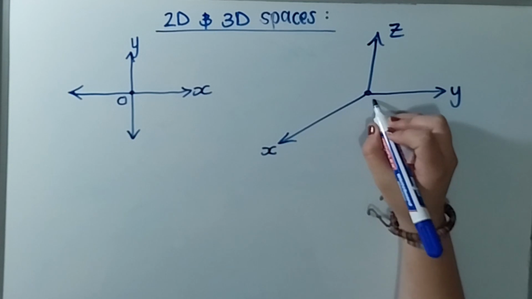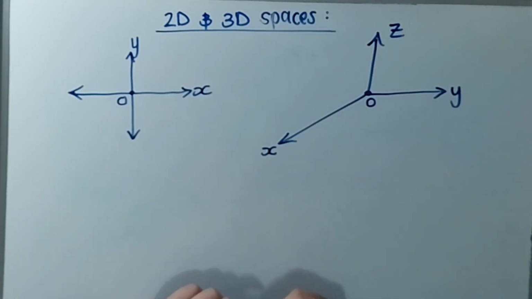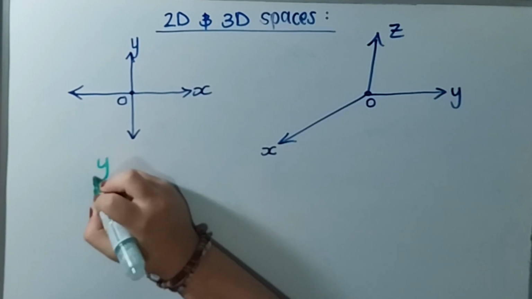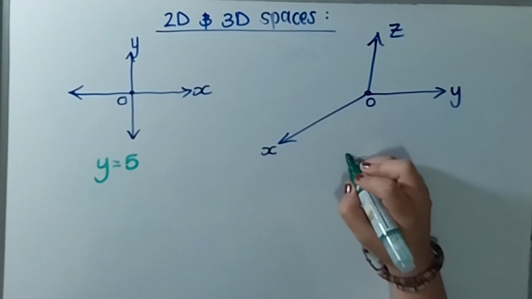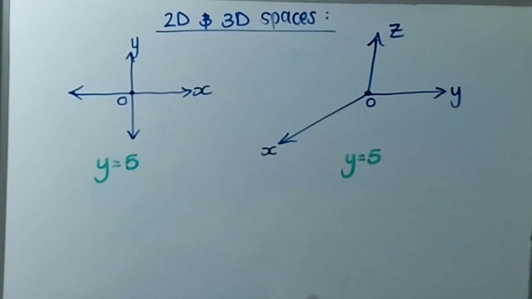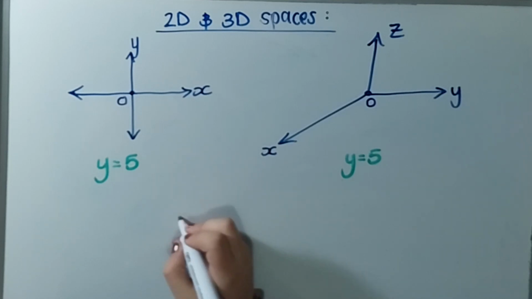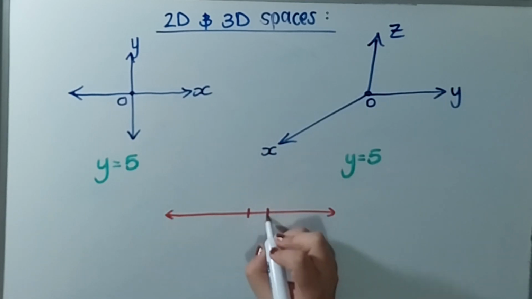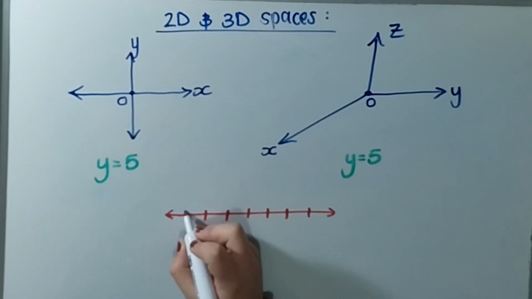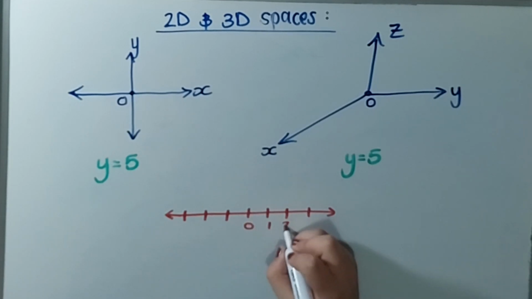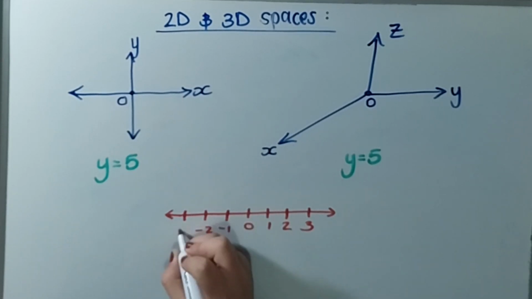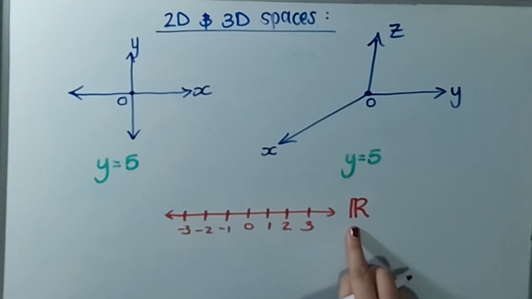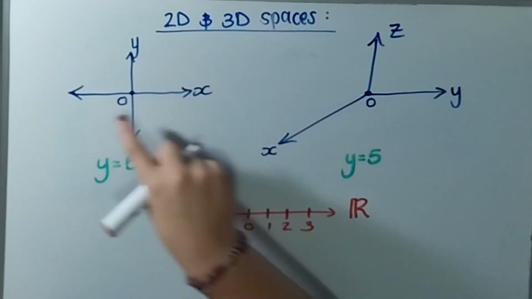and origin being here. But now you'll find that there is a difference between y equals 5 here and y equals 5 here. What do I mean with this? Let's jump a bit back. We know that we have a line with all of the numbers on this line. 1, 2, 3, -1, -2, -3. This is represented by R. In this case, you can say that this is the x-axis.